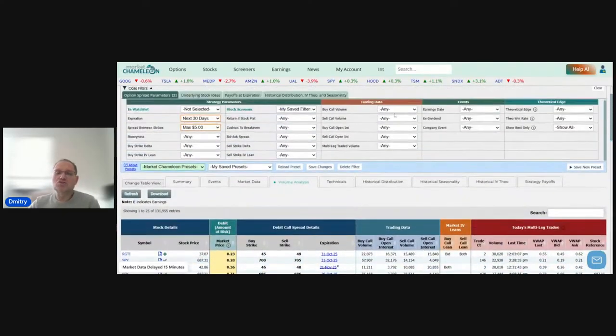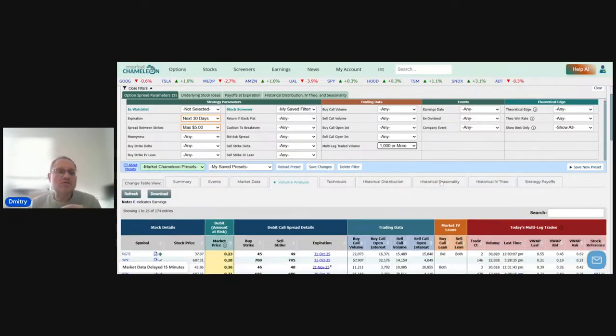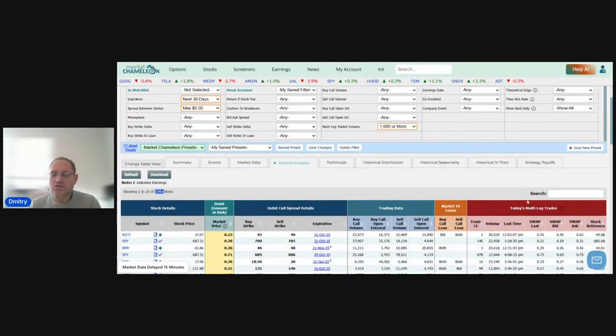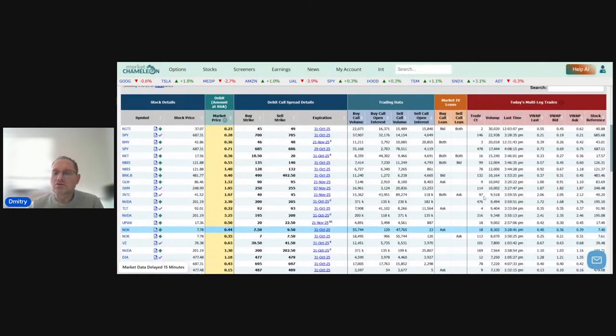We could also just do this: say the multi-leg trade volume. Instead of sorting, we could just say 1,000 or more. If we do that, what this does is take out all the bottom ones. Now we have 174 spreads to analyze. So now we know that at least 1,000 contracts or more traded on any of these.